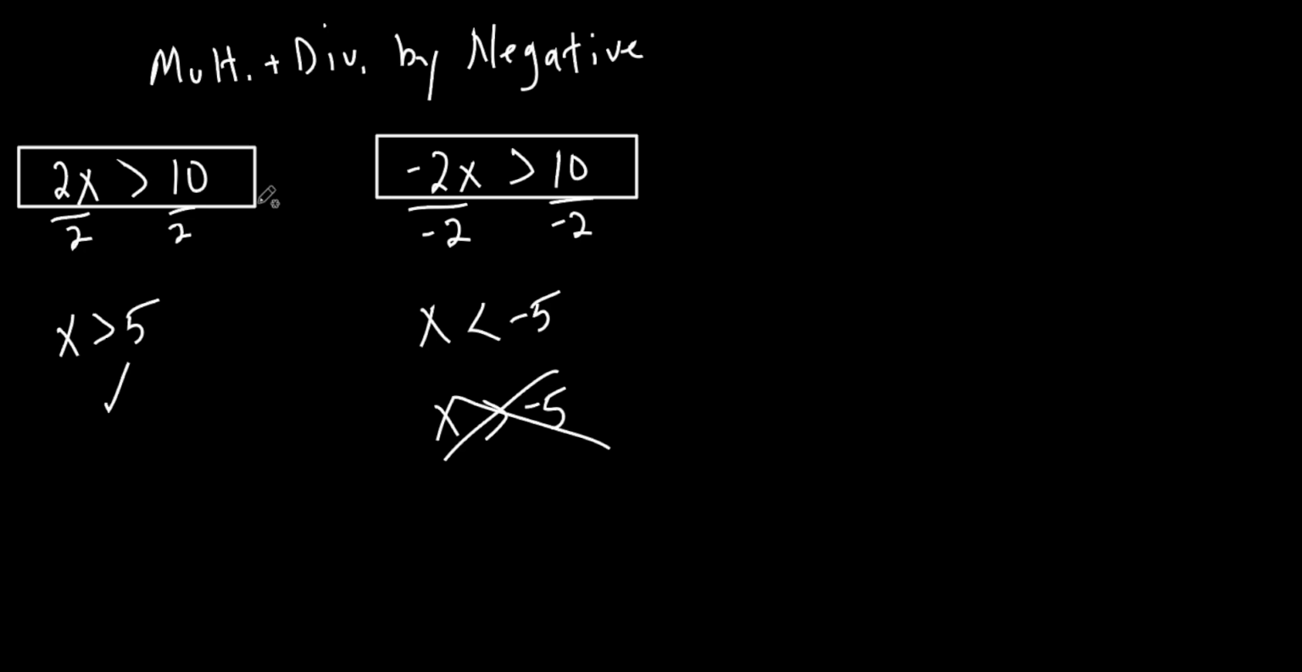All right? So when you multiply and divide by a negative number, that's when you change the direction, change the sign, the direction of the inequality. That's probably the best way to say it. We good with that? All right, let's do a problem.